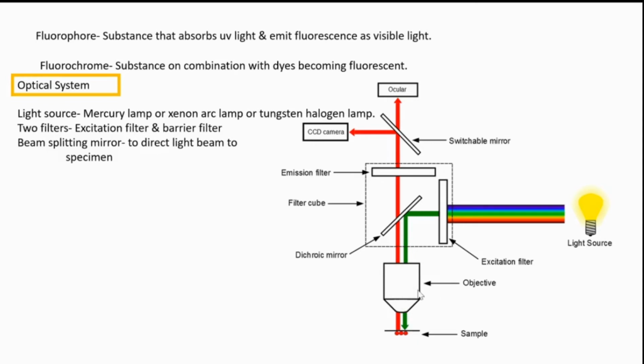And after being struck by that UV light, it gets excited and starts to emit visible light. That visible light passes this way, and here again is the second filter to prevent or avoid any UV light. So UV light is blocked here to protect our eyes, and only visible light passes to the ocular or to the camera for taking a photo of the specimen.